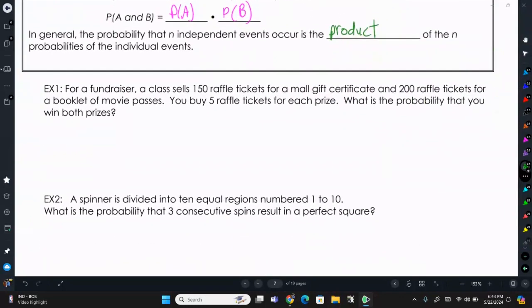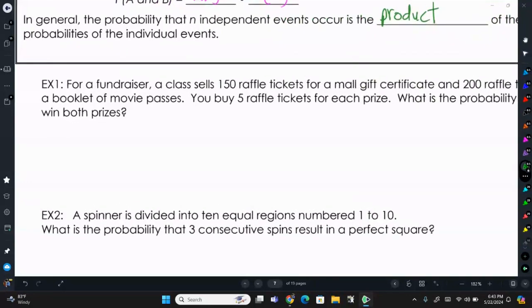So example 1: for a fundraiser, a class sells 150 raffle tickets for a mall gift certificate and 200 raffle tickets for a booklet of movie passes. You buy 5 raffle tickets for each prize. What is the probability that you win both prizes?